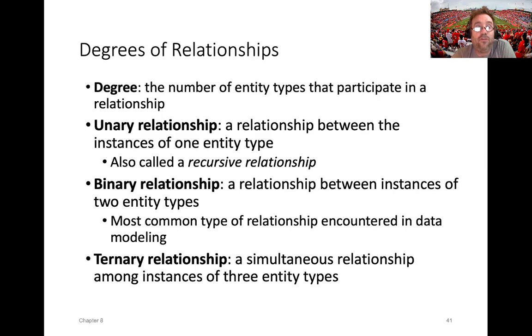Now we have different degrees of relationships. Do you remember, if we have a relationship between two entity types, that's a binary relationship. If we have a relationship between the instances of only one entity type, that's a unary relationship. And if there's three, it's ternary, quaternary is for four, quinary is 5, and so on and so forth. So degree is the number of entity types that participate in a relationship.